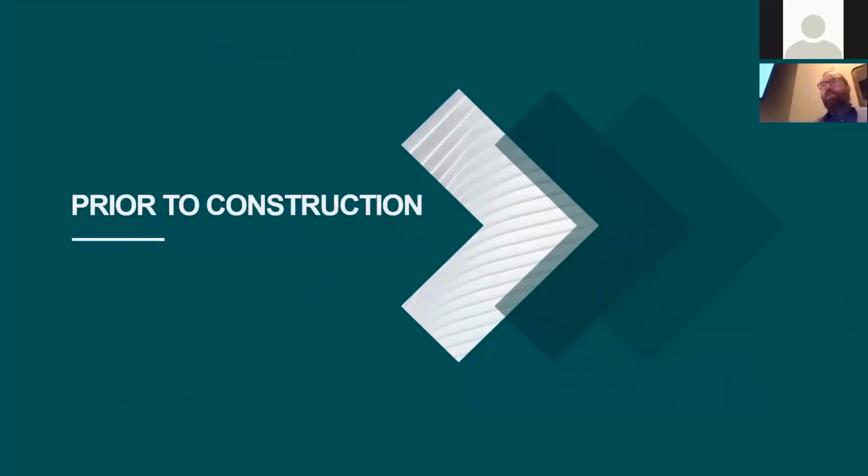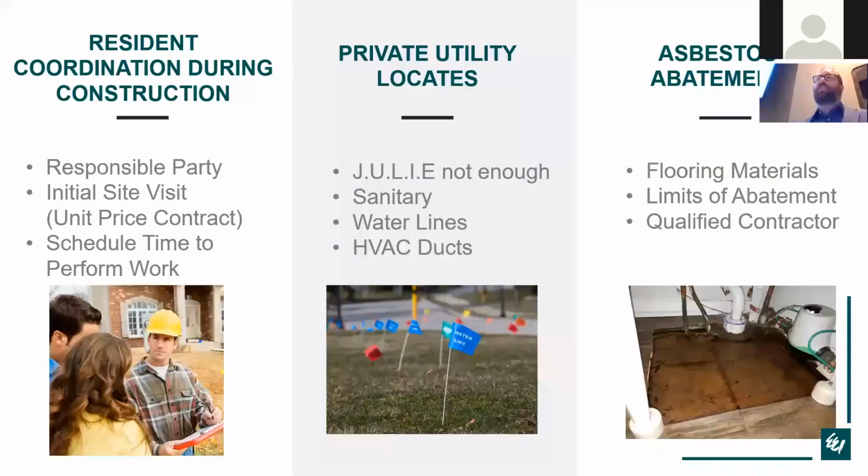So with the design out of the way, the only thing that's really left is to actually replace the lead service. Well, there's still a few things that need to be done before you start digging in the ground. One of those things is to determine who's going to be responsible for the coordination process with the residents during construction. Ideally, this is done during the design phase, and it could be either the responsibility of the contractor or the engineer or the municipality. And this is going to include scheduling things like an initial site visit, especially with a unit price contract, and also a time to perform the work and any asbestos abatement, or get a time in there to move a water heater. Things like that need to be coordinated ahead of time.